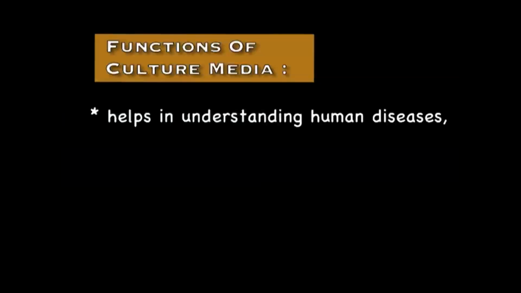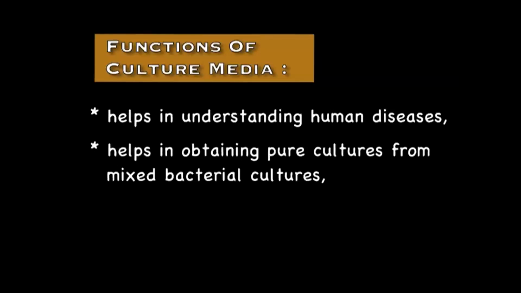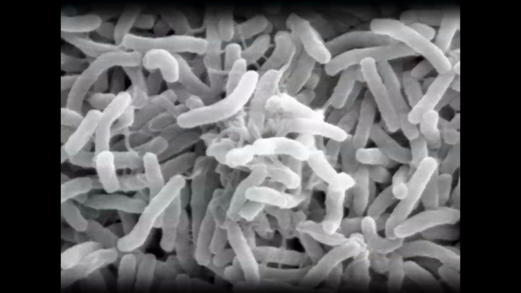Similarly, the second function of culture media is that it helps us to isolate pure colonies of bacteria from a mixed population of bacteria. Any kind of natural habitat, be it soil, water or air, contains a mixture of microbes. Now, if you streak it on a Petri plate, then the colonies become separated from each other and it helps us to isolate the pure culture.